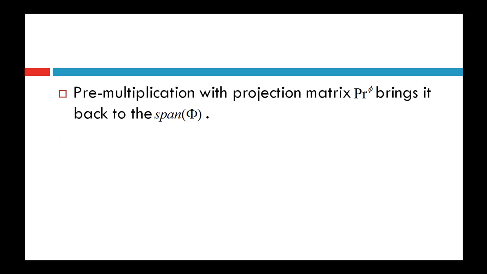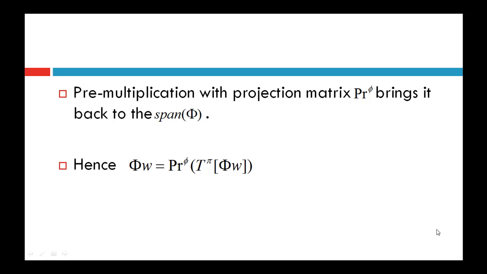So we pre-multiply with the projection matrix, defined as PR phi. This projection matrix is independent of the policy. The pre-multiplication with the projection matrix PR phi brings it back to the span of the matrix phi. Therefore, once the resulting vector lies on the span of the matrix phi, there must exist at least one linear combination of the columns of the matrix phi such that the two terms are equal.